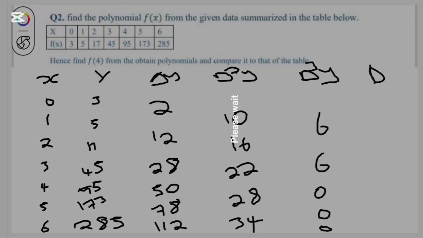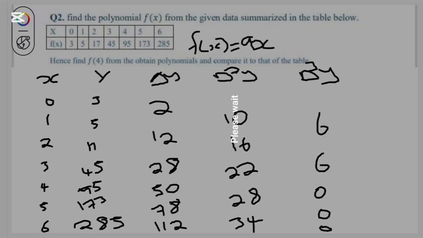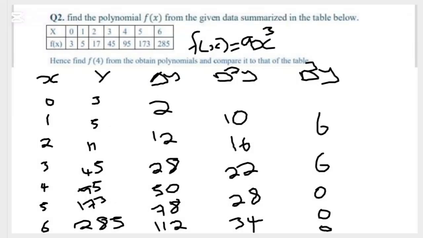The next thing you need to know is the general form for the polynomial. It is f of x, which is the same thing as ax to the power of 3 plus bx squared plus cx plus d. So this is the general form of the polynomial.